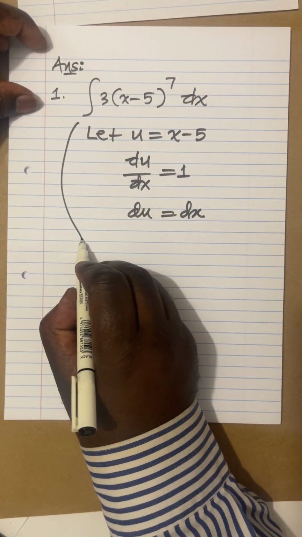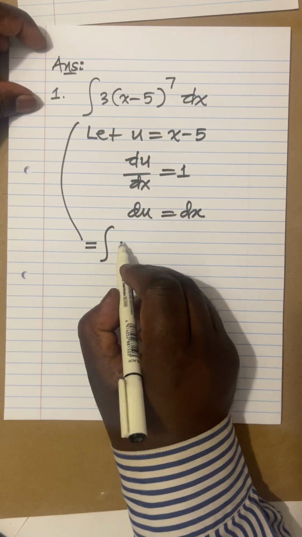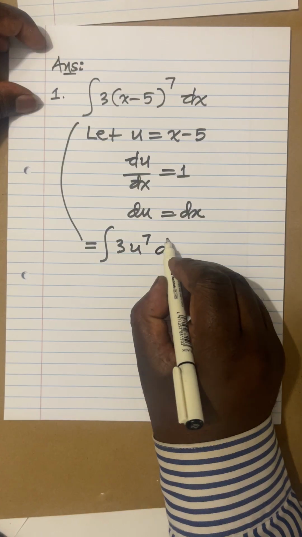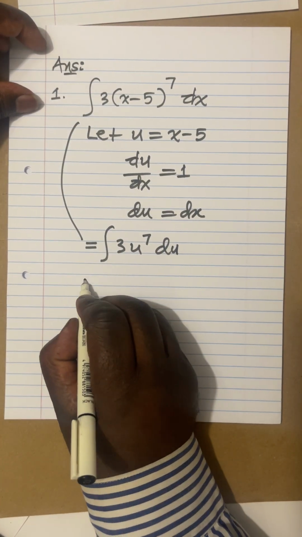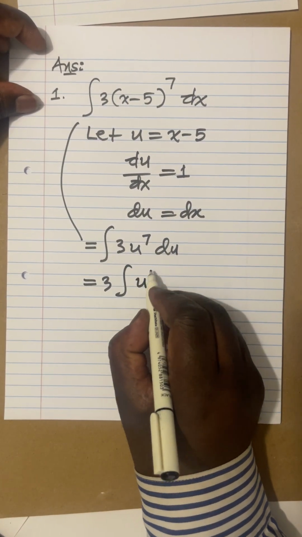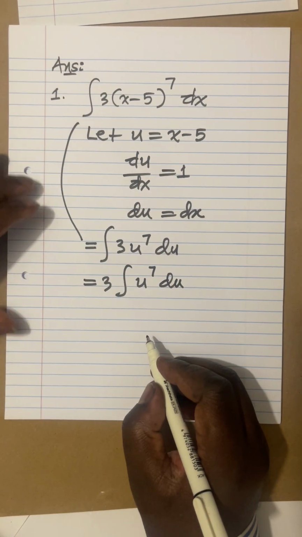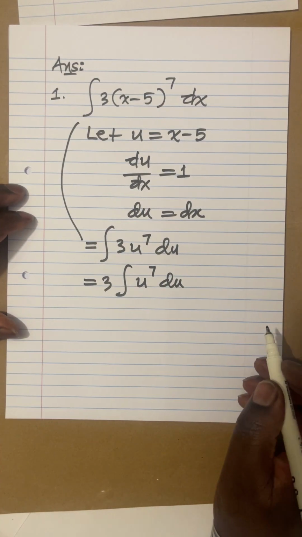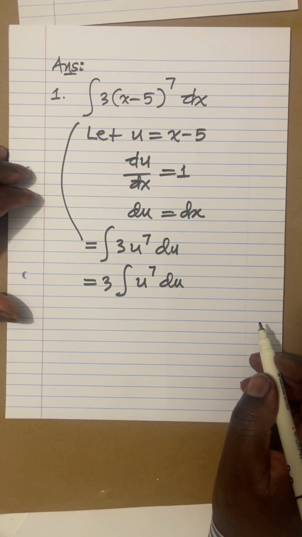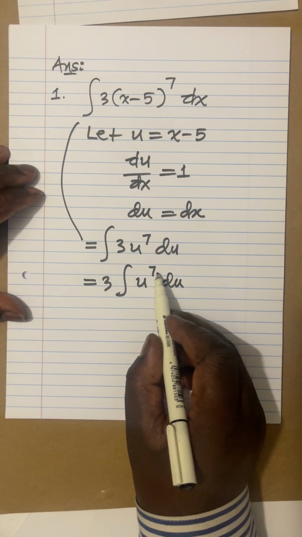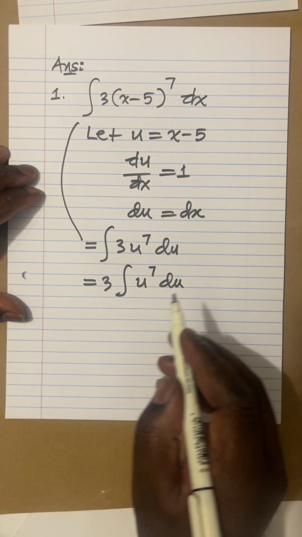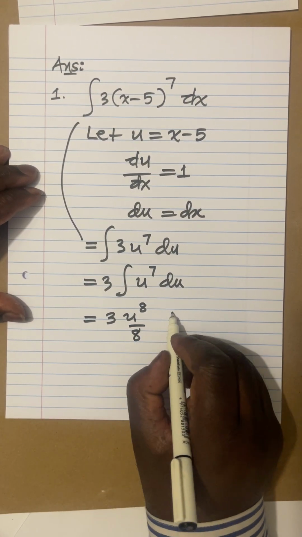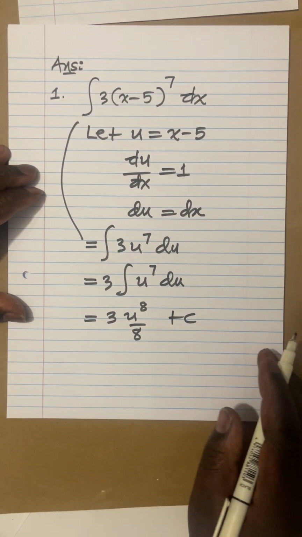And therefore this integral changes to the integral of 3, remember that will be u to the power 7, and then du. 3 is a constant, so it can come out: 3 times the integral of u^7 du. And so the law of differentiation, basically the inverse operation of differentiation, is actually integration. So I'm going to add 1 there and then divide the result into the expression. So this will be 3u^8 all over 8 plus c. So you add 1 and then divide.